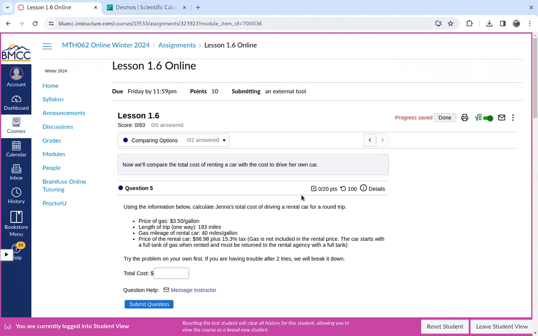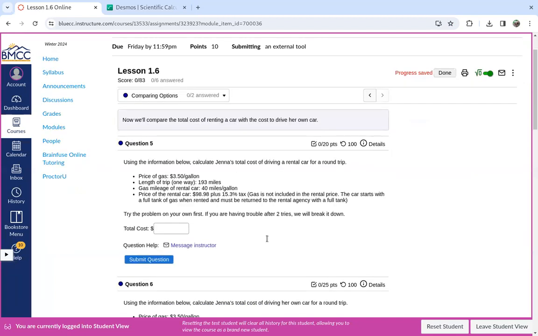All right, so back to Jenna. So some more information about Jenna. Let's see, what do we got? We've got the price of gas is now $3.50, so we're in a different situation. The length of the trip one way is 193. Ooh, one way, that's significant. We've got the 40 miles per gallon, and we've got the rental car cost here. So this is for the Hyundai. And so I just want to copy that stuff into my notebook. So write that down on your paper.